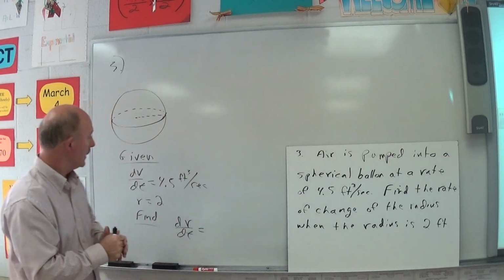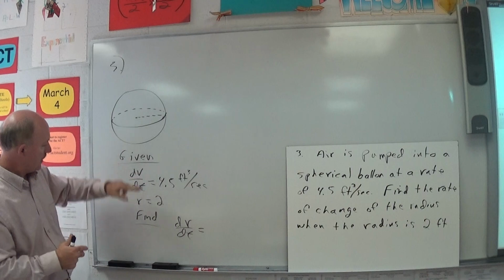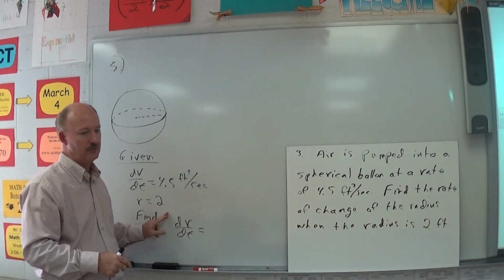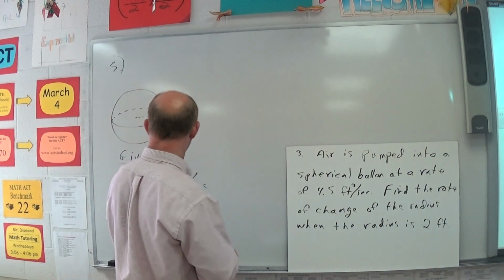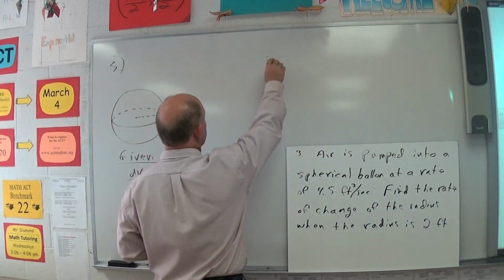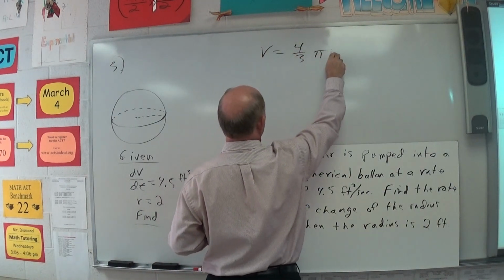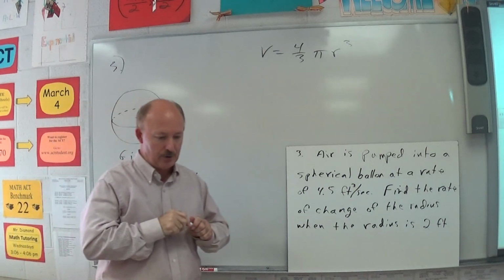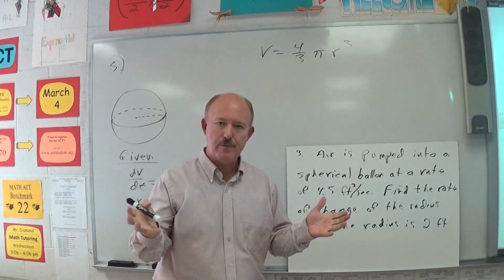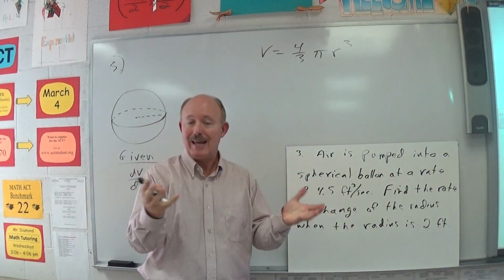Now we need a formula that's going to relate the volume of a sphere to its radius. That's going to be the volume formula for a sphere. So this is V equals 4/3 pi times the radius cubed. This is the formula we'll have to use with this particular problem. Now we only have the two variables.